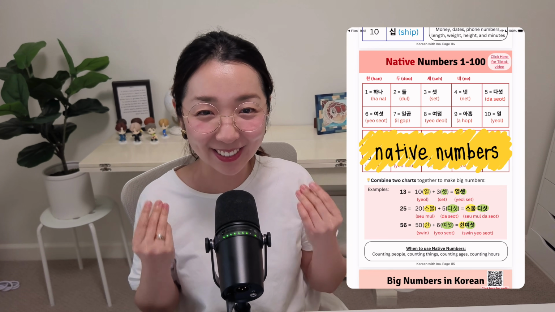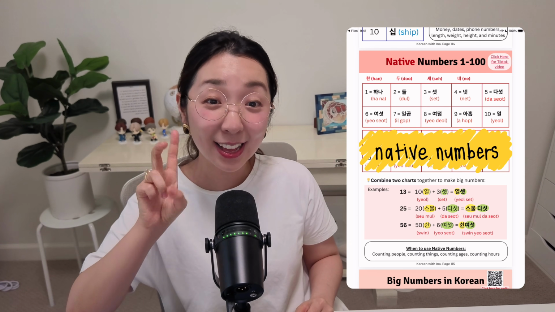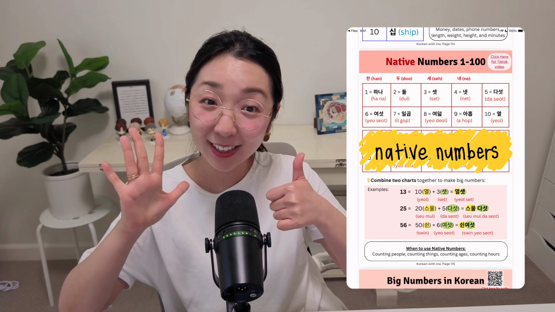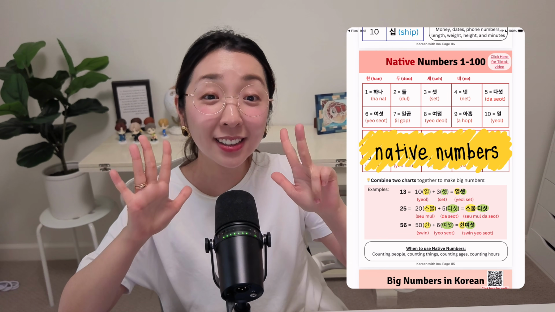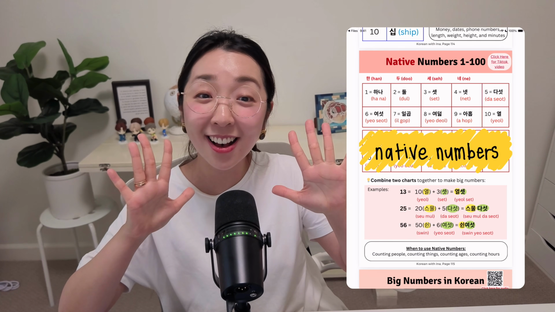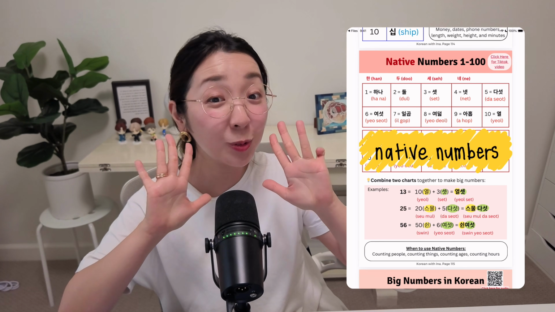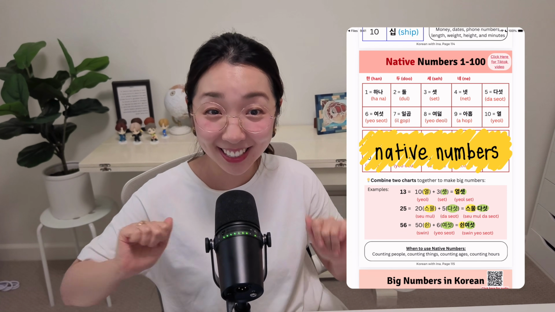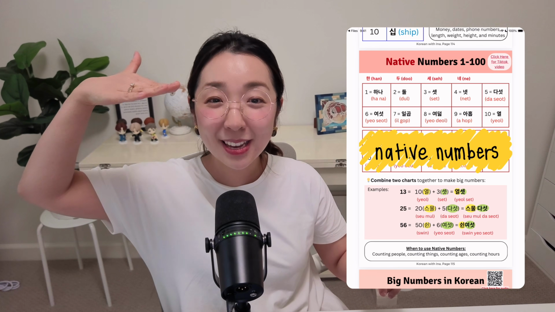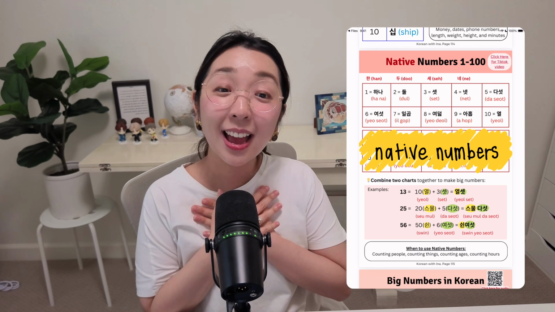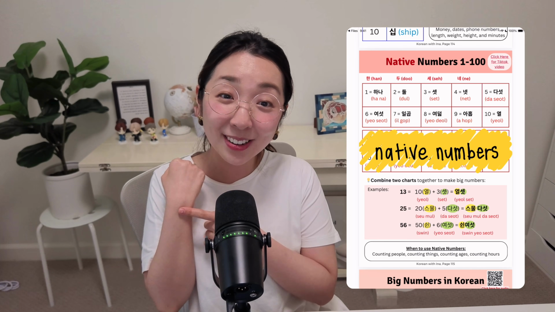하나, 둘, 셋, 넷, 다섯, 여섯, 일곱, 여덟, 아홉, 열. 일곱, 여덟, 아홉, 열. We count people. We count things. We count ages and hours.